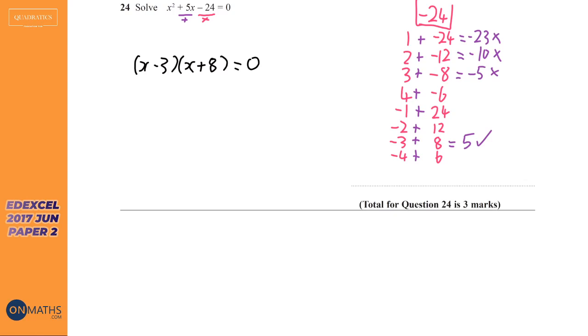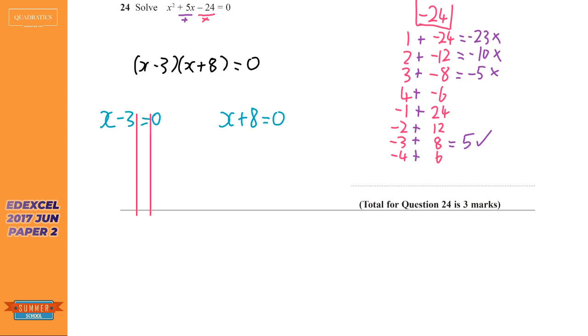Now the only way you can get two numbers and times them together to make 0 is if one of them is a 0 or both of them are 0. You can't get a 0 if both of them aren't a 0. So what we do is we use that information and say, well, either x minus 3 is equal to 0 or x plus 8 is equal to 0. Those are the possibilities. One of them has to equal 0, or possibly both of them.